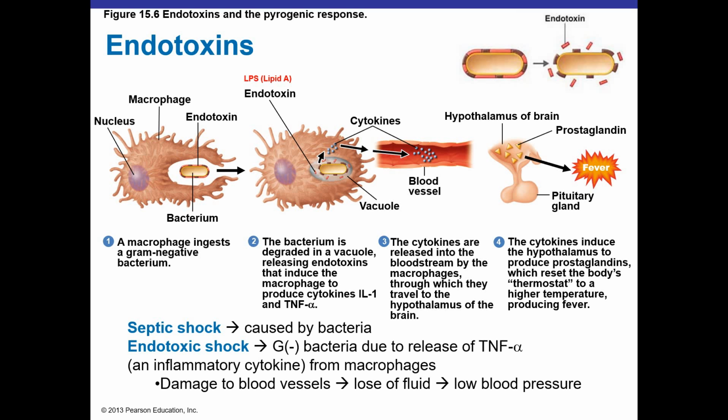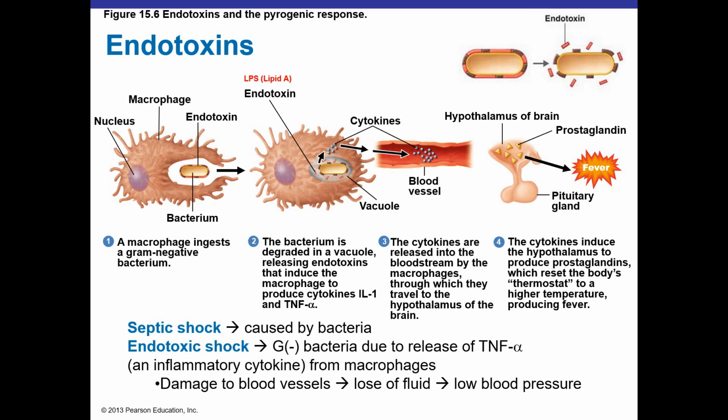These then go into the bloodstream, and one of the things they can do is travel to the hypothalamus of the brain and start the production of prostaglandins. These reset the body's thermostat, and you end up running a fever. That, in essence, is a good thing. Fever is actually a good mechanism to help you fight infection. But these endotoxins can also start to do damage when TNF-alpha and other inflammatory cytokines are produced. They can start to cause what is referred to as endotoxic shock.